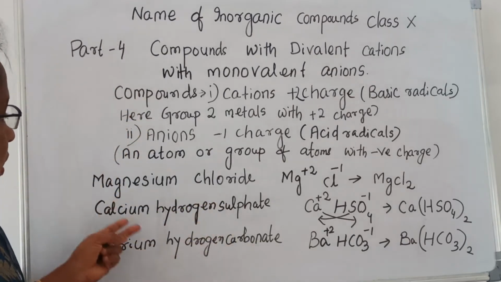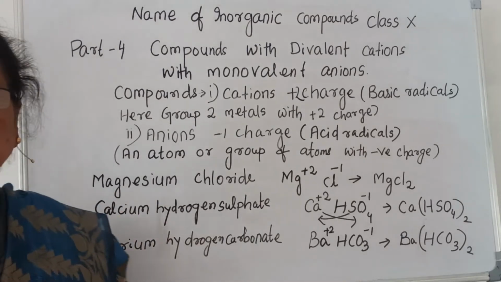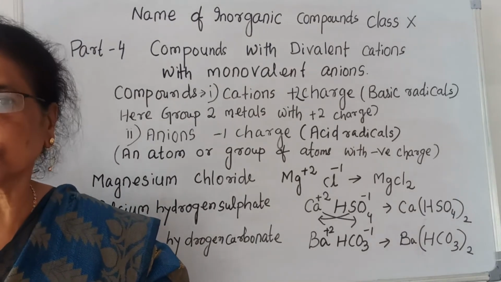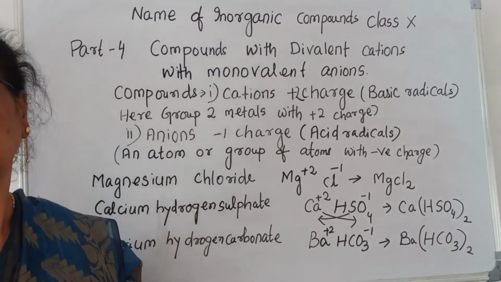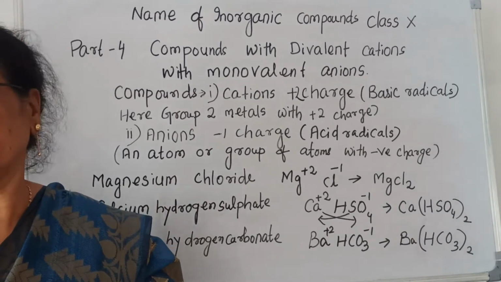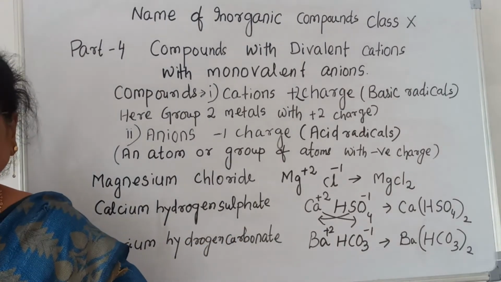Next we will see other examples formed with magnesium, calcium, barium, strontium, and also copper Cu+2, Zn+2, remember, and the last one Fe+2. We will see them one by one here.